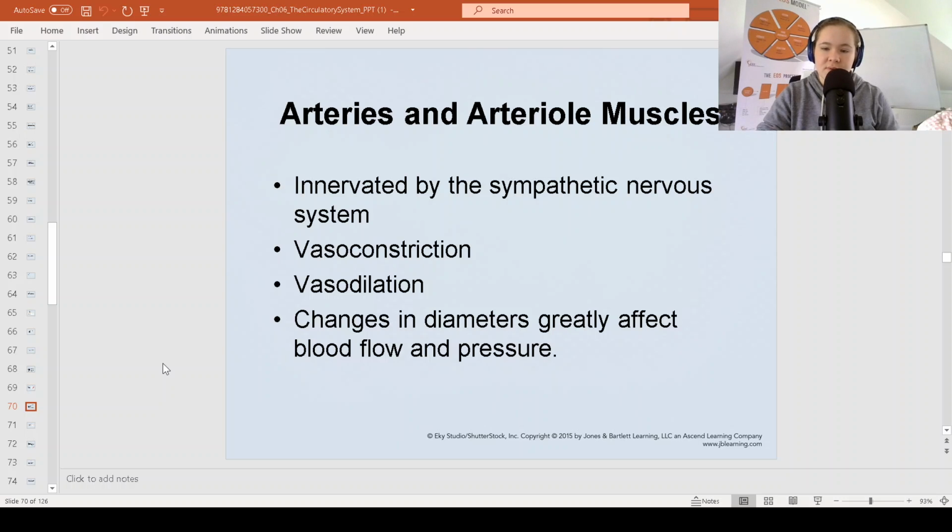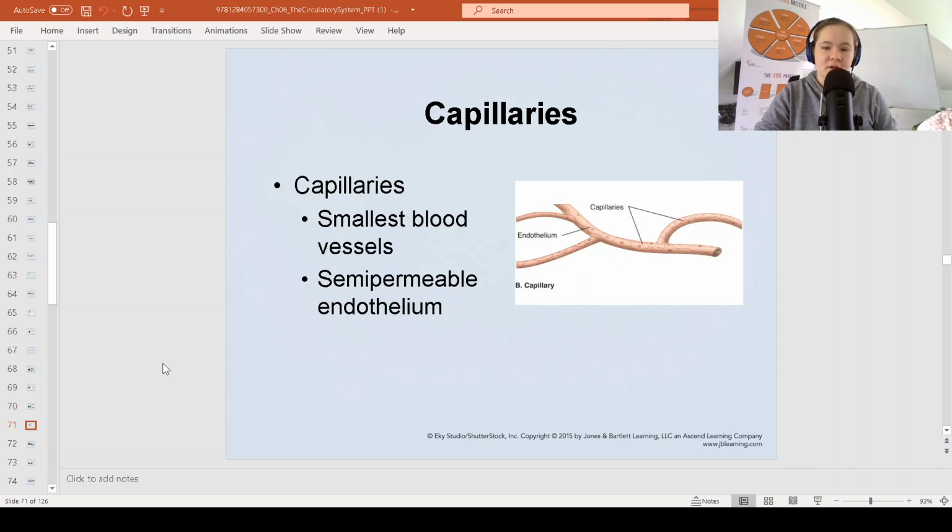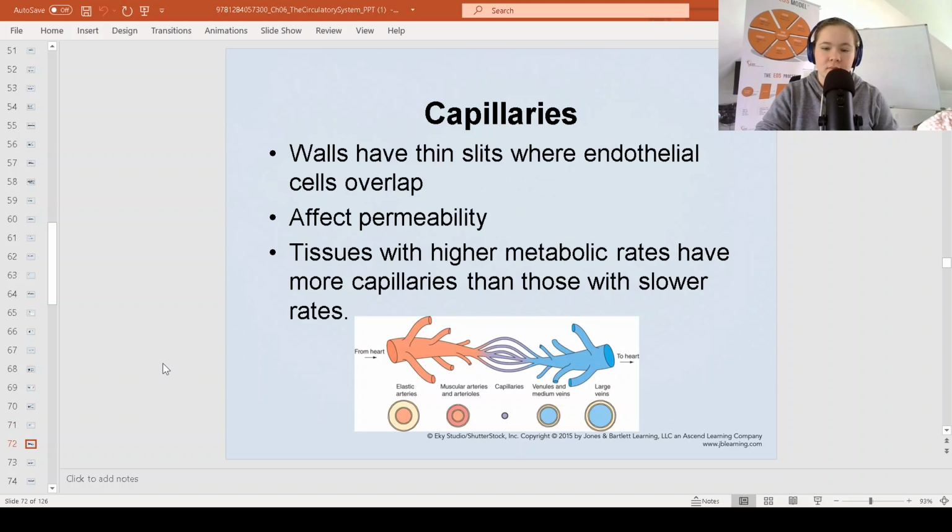Innervated by the sympathetic nervous system, vasoconstriction and vasodilation. Changes in diameters greatly affect blood flow and pressure. Capillaries are the smallest blood vessels. These are semi-permeable endothelium. Capillaries have thin wall slits where endothelial cells overlap. These affect permeability, and tissues with higher metabolic rates have more capillaries than those with slower rates.